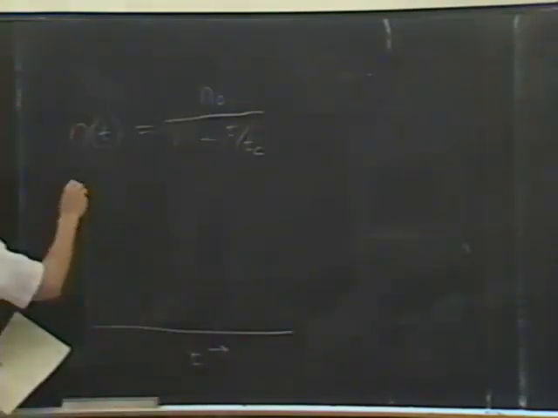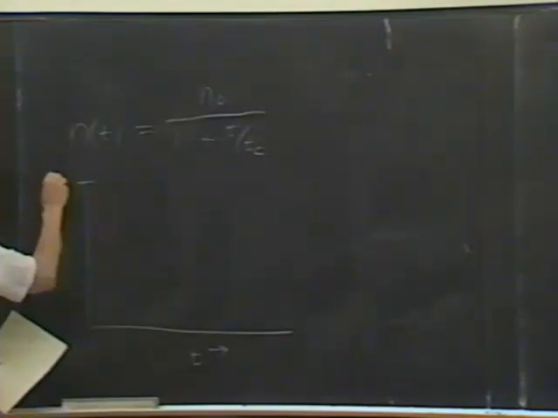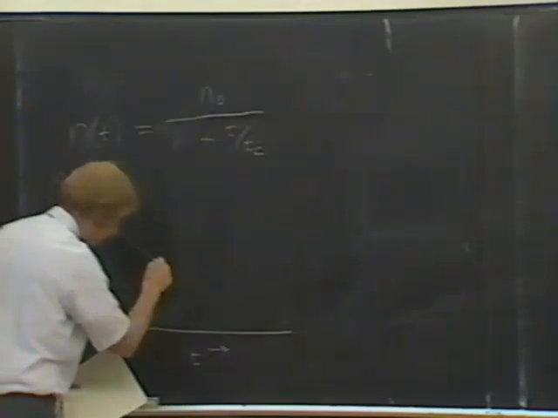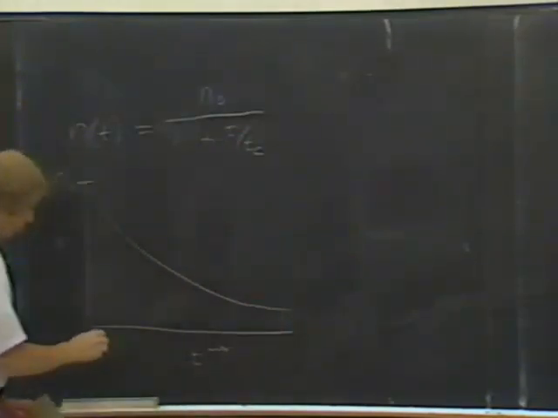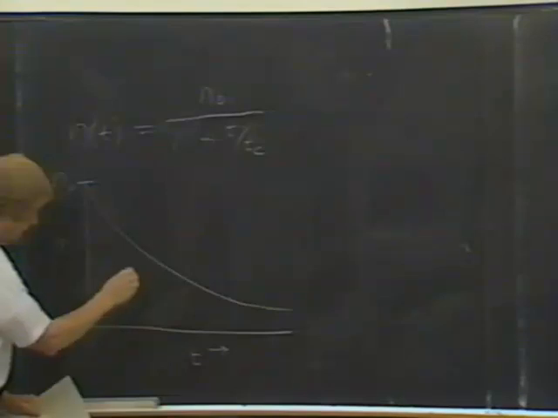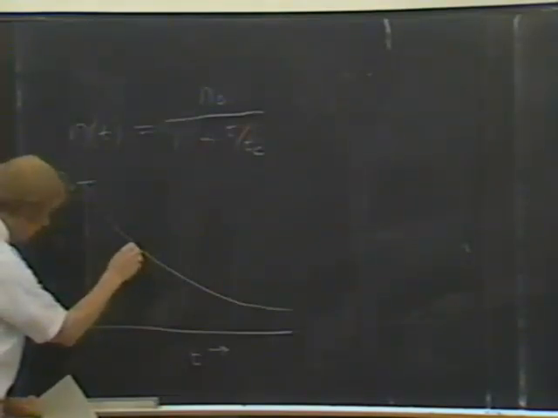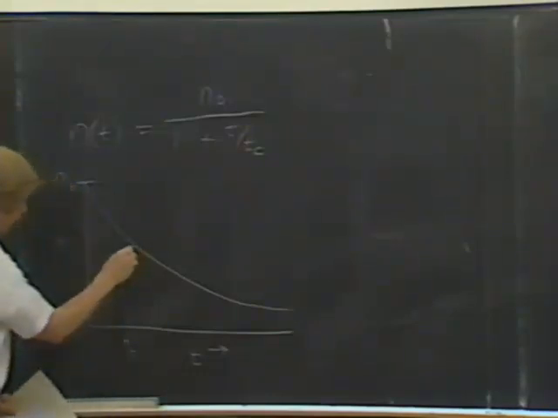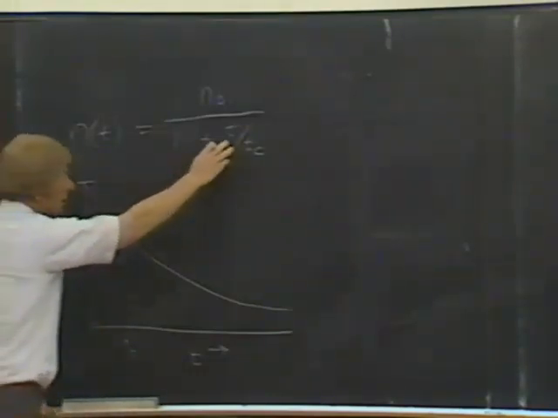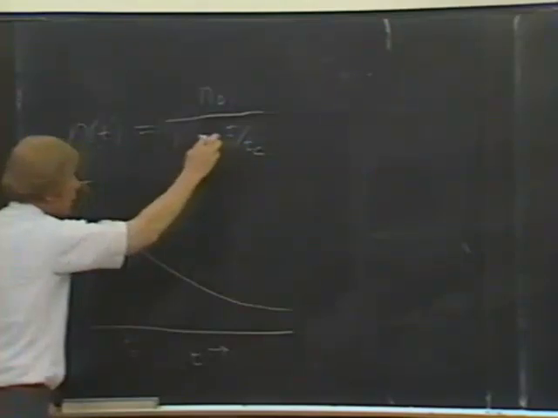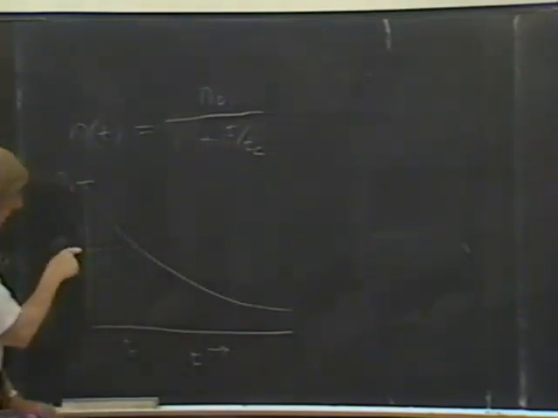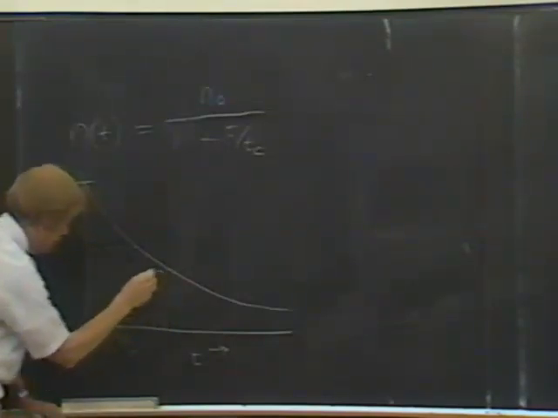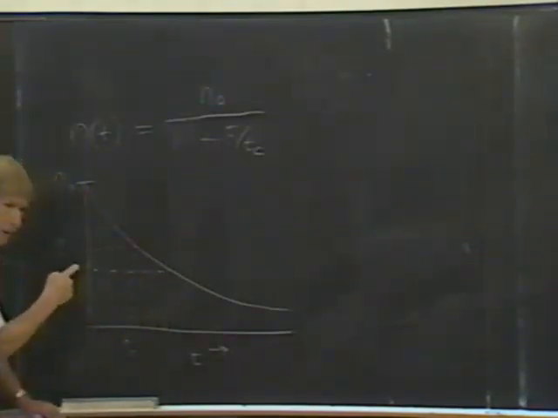It has a shape something like this. So at 1 t sub c, about here, the value is 1/2 N0. At 2 t sub c, it's 1/3 N0, and so on. So it falls off in a roughly hyperbolic way.